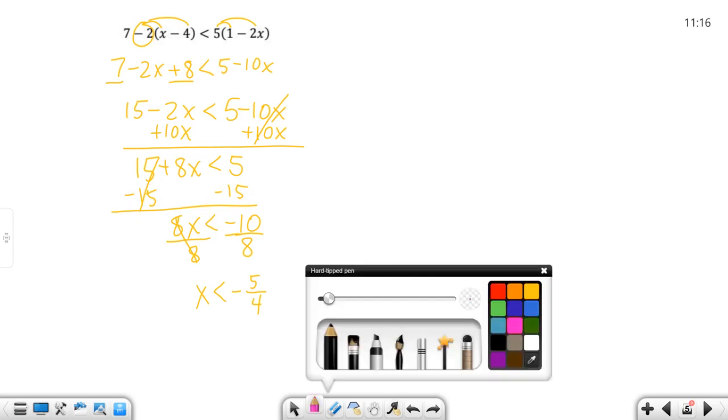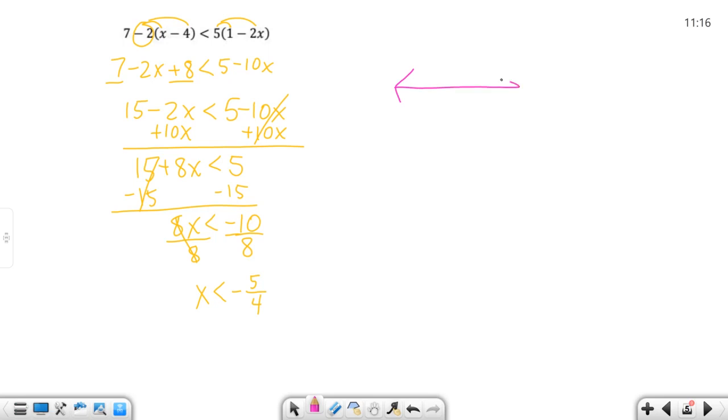So then, I think I said pink for the number line here. So then negative 5/4 is the number I care about. It's okay to mark it as a fraction. Okay, no need to do anything else. Just mark the number you care about. Less than is to the left. And then shade the arrow, which represents negative infinity.